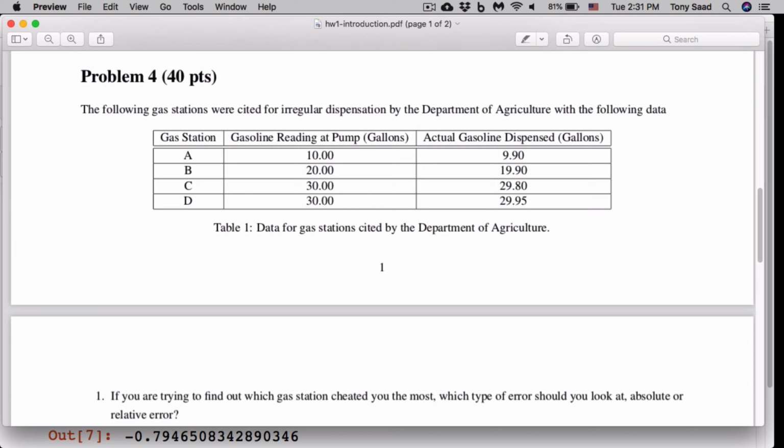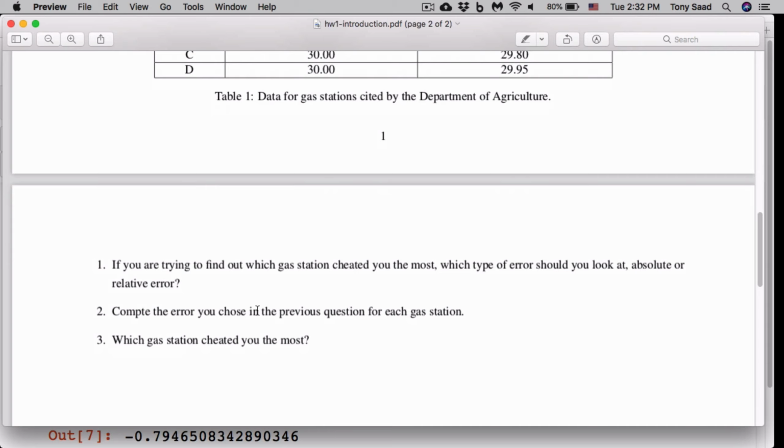They're all acceptable, but I would use the relative error because look at gas stations A and B. Both cheated you with 0.1 gallons, right? But the one that cheated you less is obviously gas station B because you filled out 19.9 gallons, but the other one, you filled out only 9.9, okay? So you did pay for the 0.1 gallon, but relatively you got more gas, right? So we need to do the relative error, okay? Compute the error you chose in the previous question.